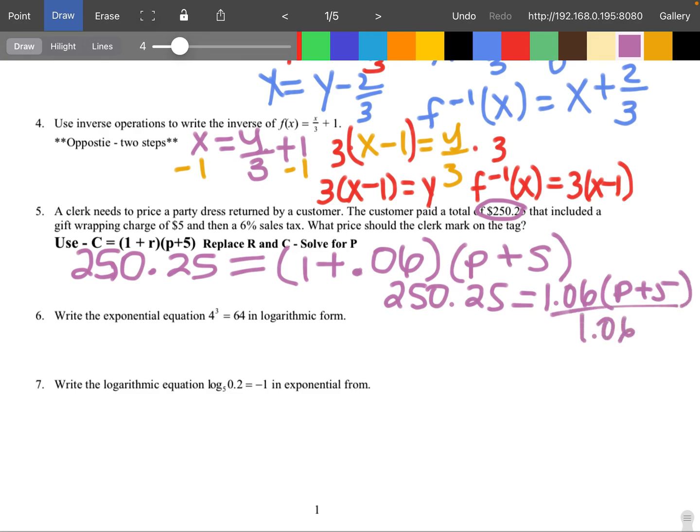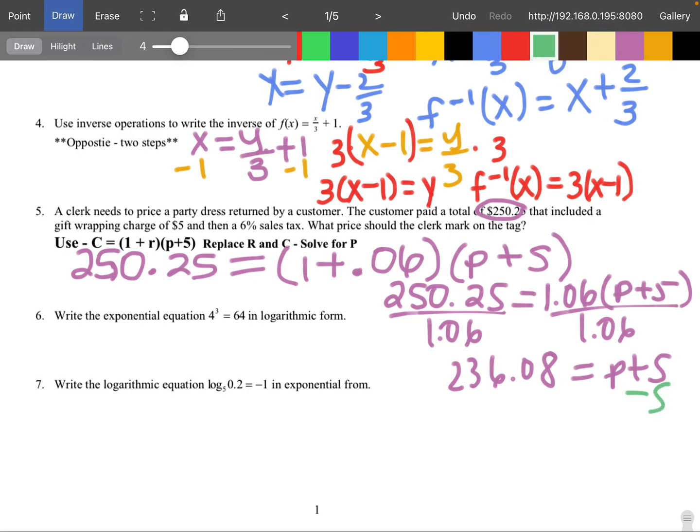Easiest is probably just to divide by 1.06. 250.25 divided by 1.06 is 236.08. And then I have to subtract the 5 for the gift wrapping. And 236.08 minus 5 will just be $231.08. So that's how much the clerk should put on the tag.